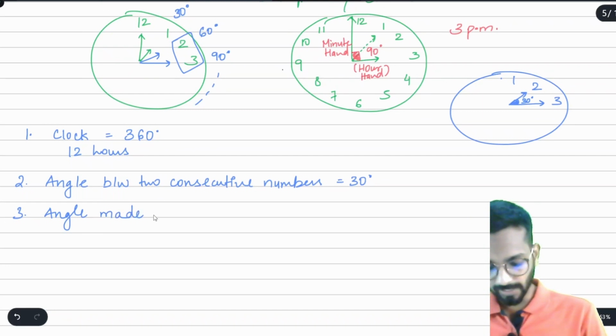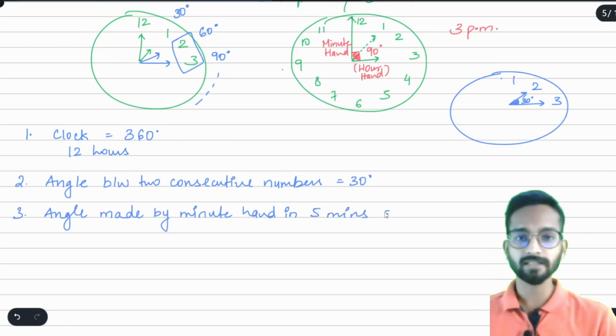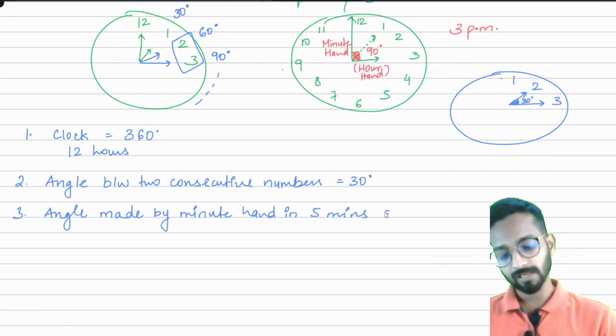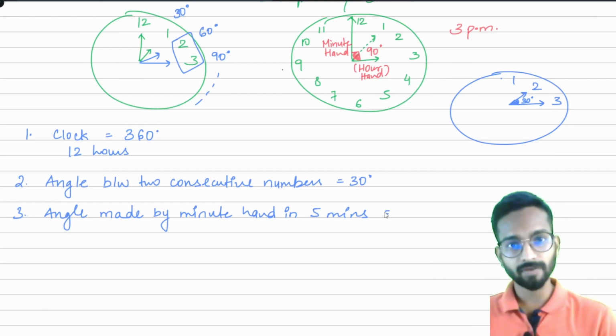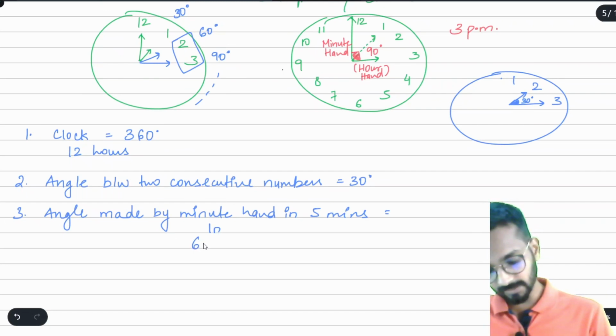Now, point number 3 here is angle made by minute hand in 5 minutes. See, first understand this, be very careful. The minute hand will move the entire clock in 60 minutes. From wherever it is starting, in the next 60 minutes it will move through the entire clock. So I can say that in 60 minutes minute hand will complete 360 degree.